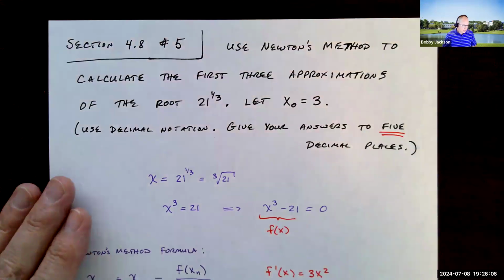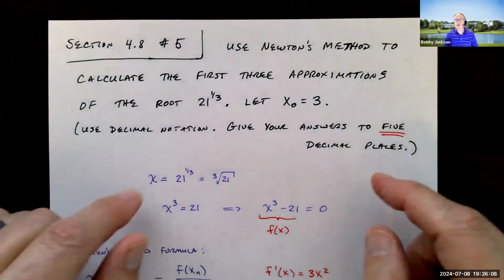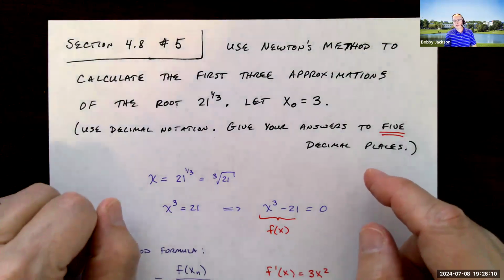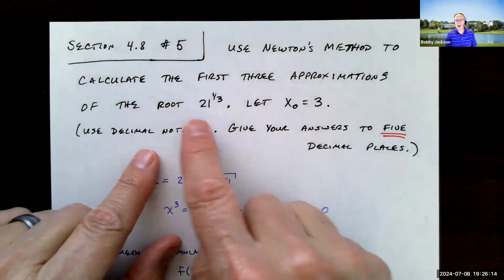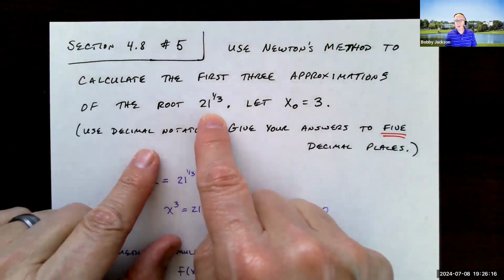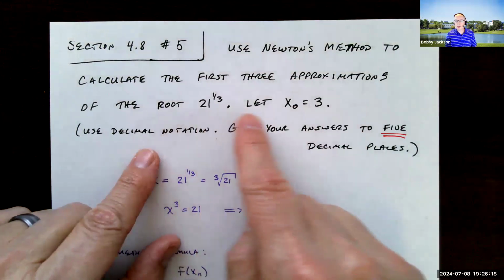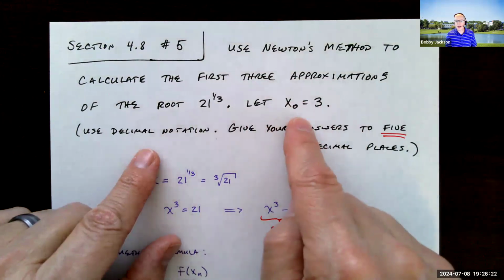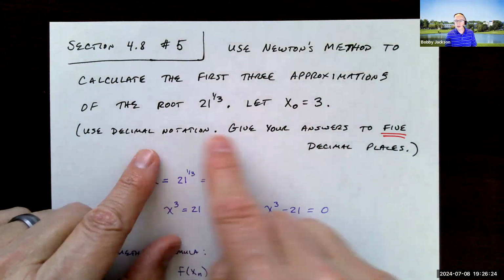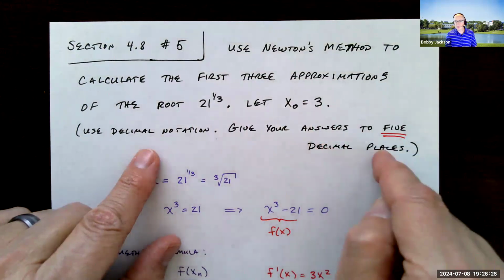Hey everyone, we're going to take a look at number 5 in section 4.8. This one says to use Newton's method to calculate the first three approximations of the root 21 to the 1/3 power. Let x of 0 equal 3. That's our initial guess there. Use decimal notation. We're going to give our answers to 5 decimal places.